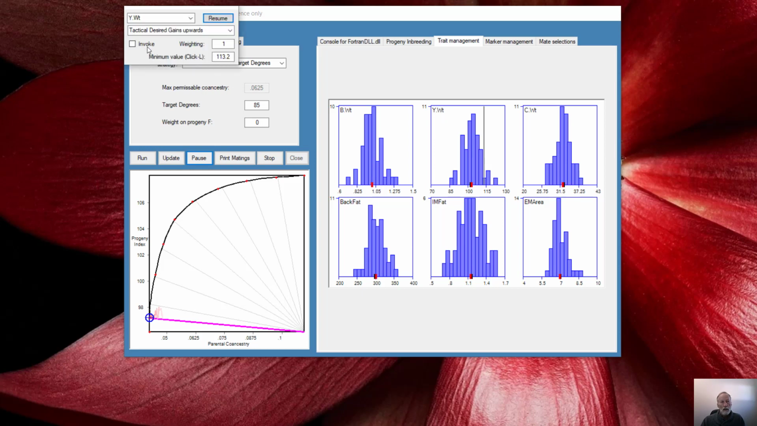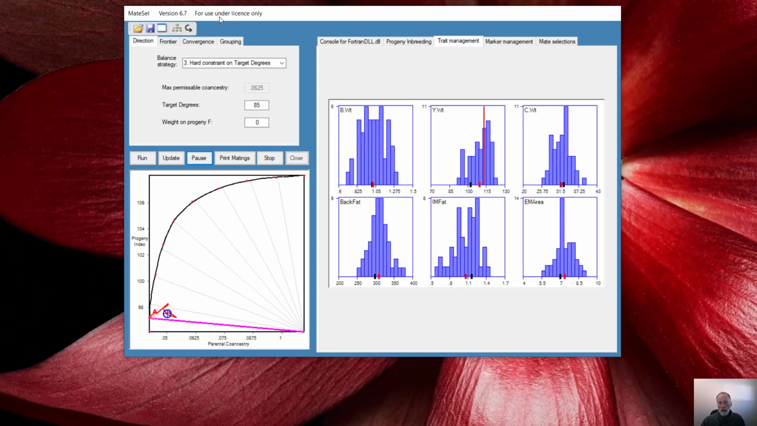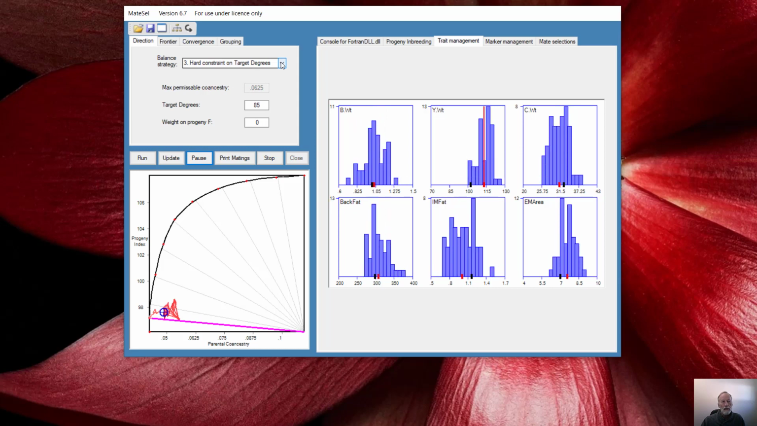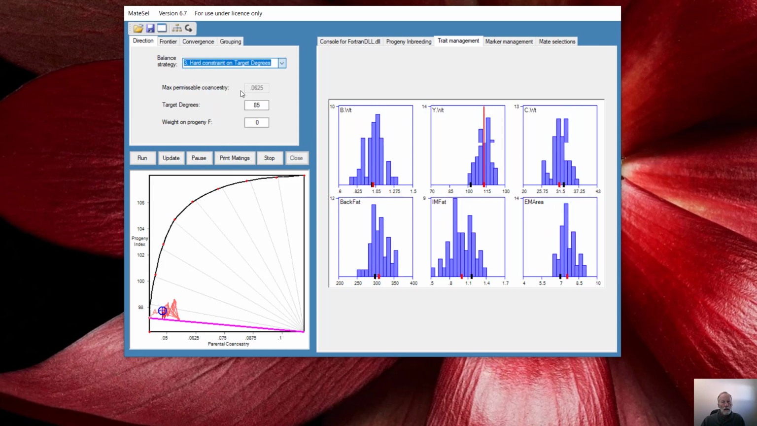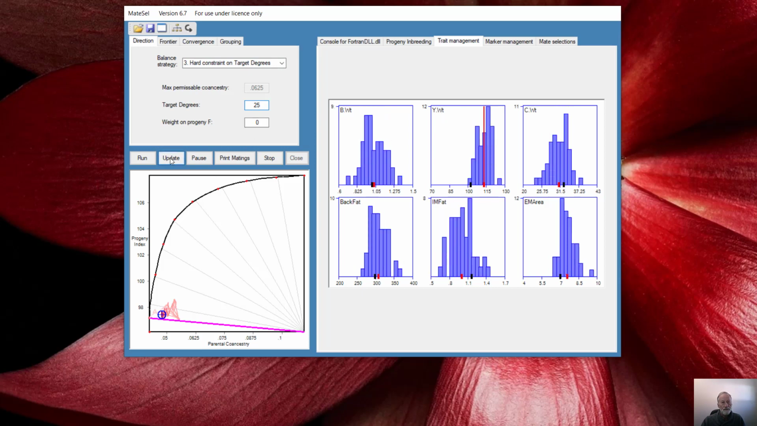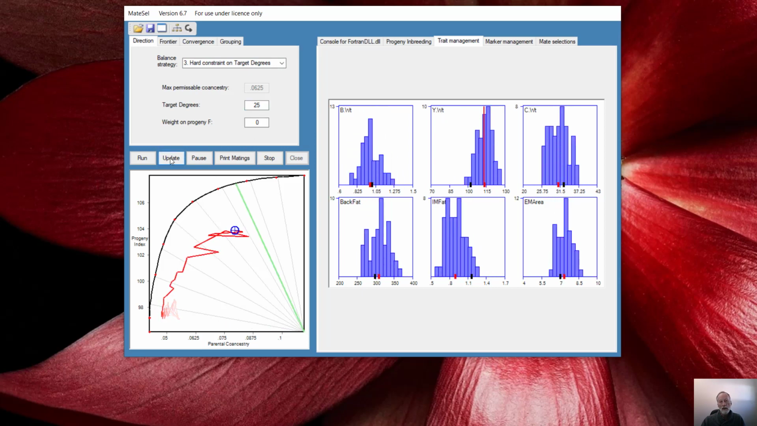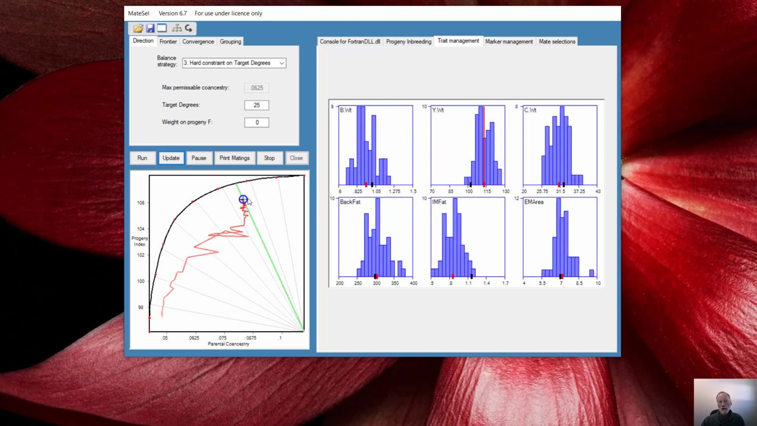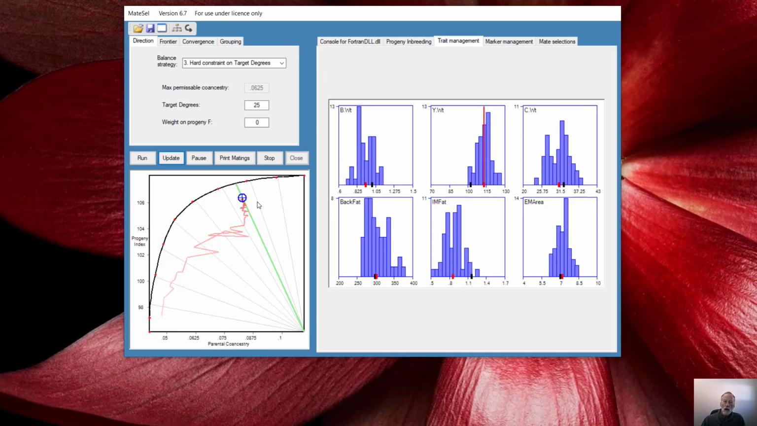First of all, I'll put our constraint on desired gains upward for target degrees on again. I'll stick with hard constraint and target degrees and go back up to 25 degrees and explain that this is a hard constraint and that we are not allowed to move over to the right of this line. And it could well be, for example, that the algorithm puts up a solution over here.